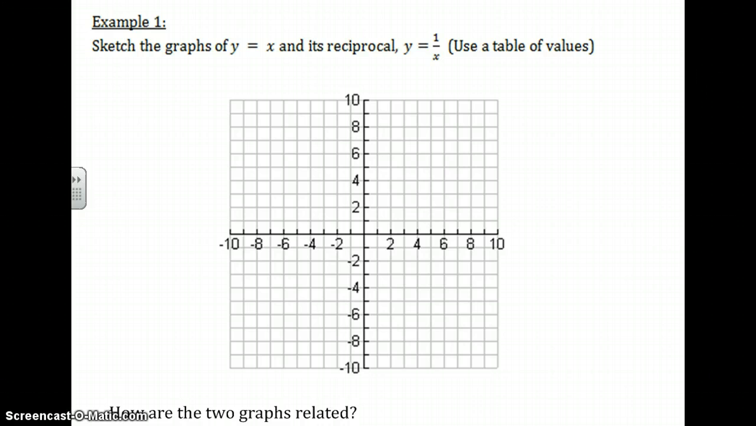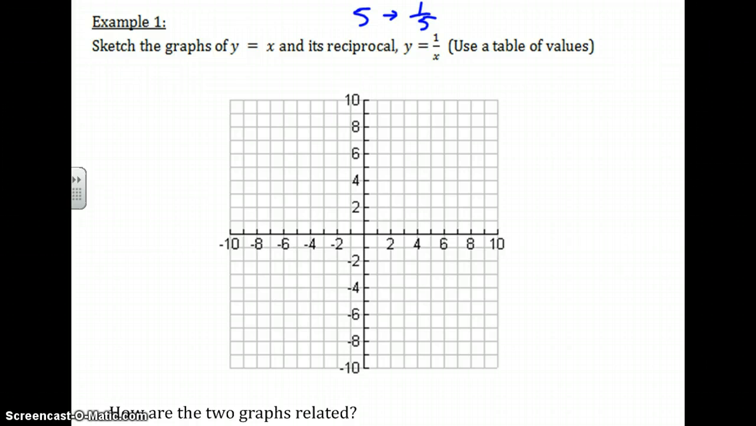Alright, so we have the idea of what a reciprocal is. If we have a number 5, its reciprocal is 1 over 5. That same concept applies to reciprocal functions. So we want to graph y equals x, and we want to graph its reciprocal, which is y equals 1 over x. We'll do it by using a table of values this time, and maybe we'll find out a way that we can do it other times.